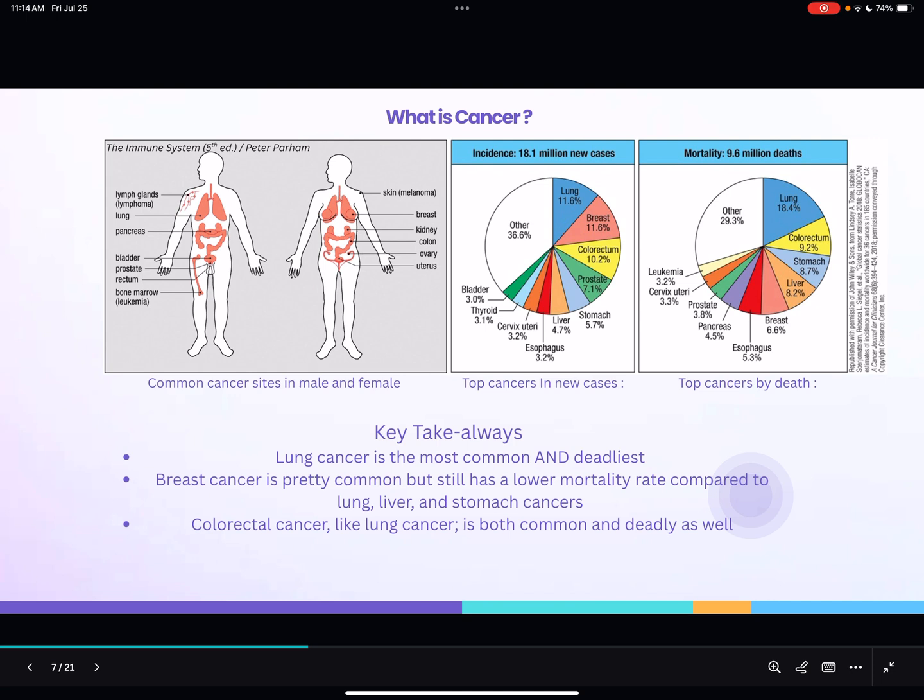So we're going to look at the key takeaways. Lung cancer is the most common and deadliest. Breast cancer is pretty common, but still has a lower mortality rate compared to lung, liver, and stomach cancers. Colorectal cancer and lung cancer are both common and very deadly.